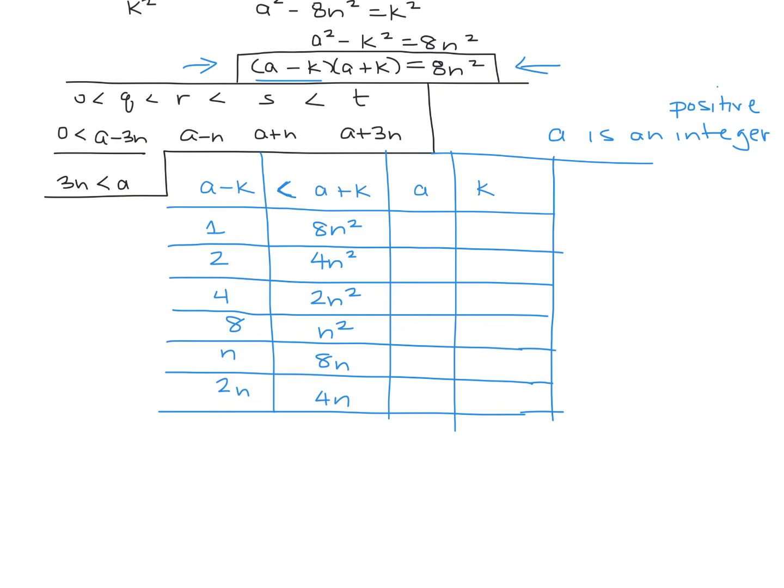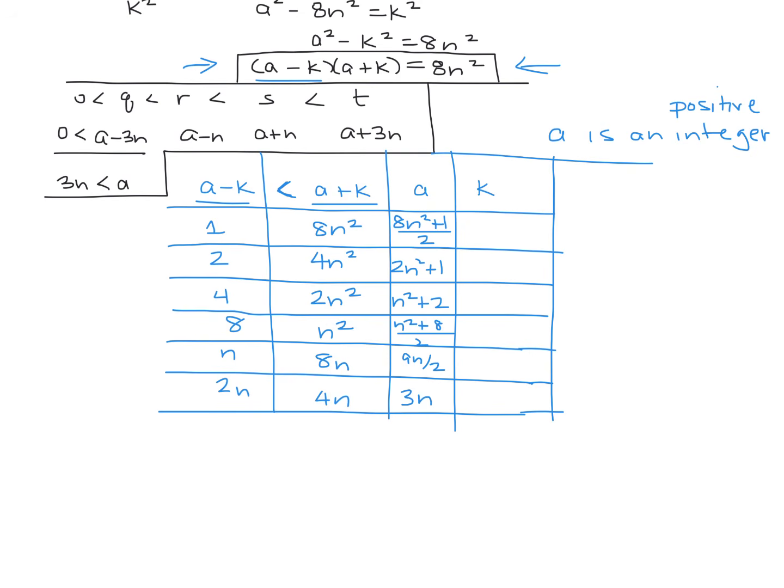Okay, so now we solve for a and k. Well, a is simple. You just add these two guys and divide by 2. So it would be 8n squared plus 1 divided by 2. Similarly, 4n squared plus 2 divided by 2, and when we do, we get 2n squared plus 1. Similarly, we get n squared plus 2. We get n squared plus 8 divided by 2. And we get 9n over 2.